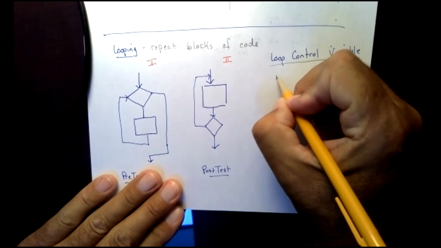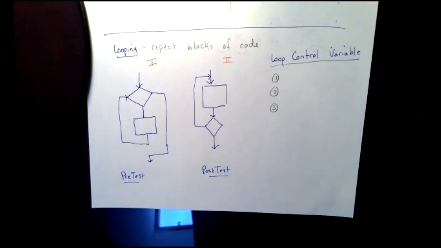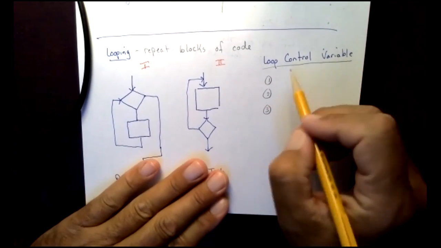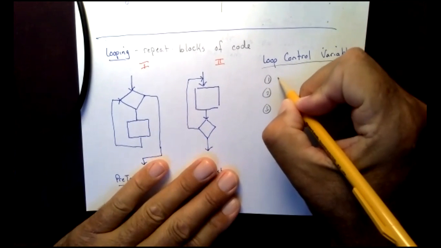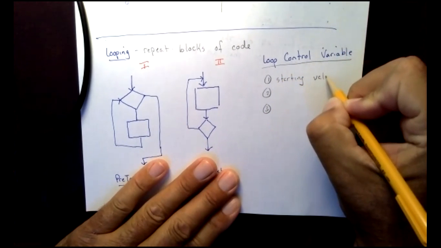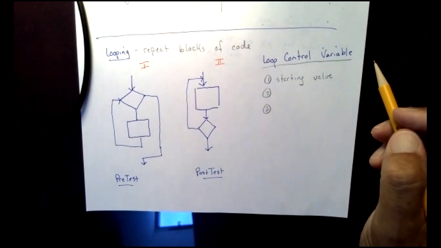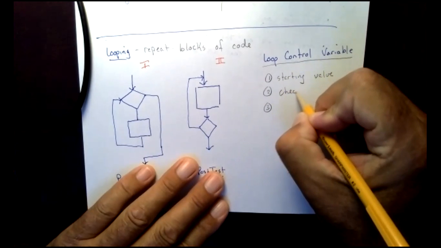The loop control variable contains 3 parts. It does 3 things. It's hard to describe what I mean until I actually tell you what it is. So the loop control variable is going to be a simple variable. It's going to need a starting value. So if I want to do something 10 times, I might give it a value of 1 to start. Okay, it's going to need some sort of check.